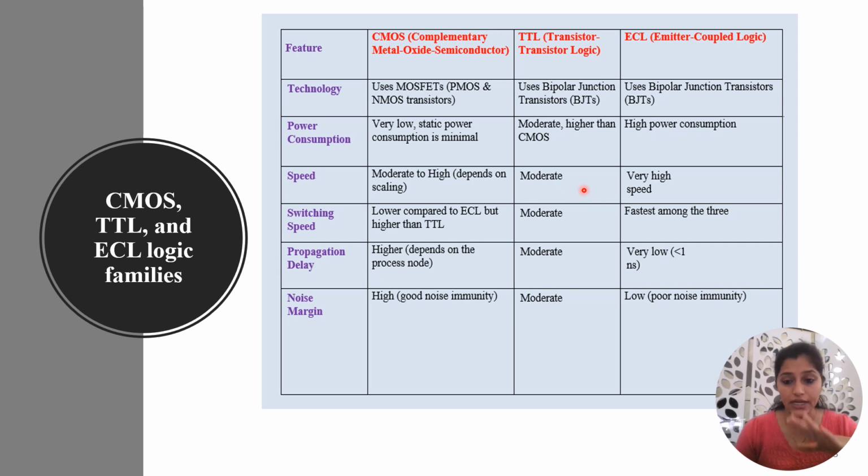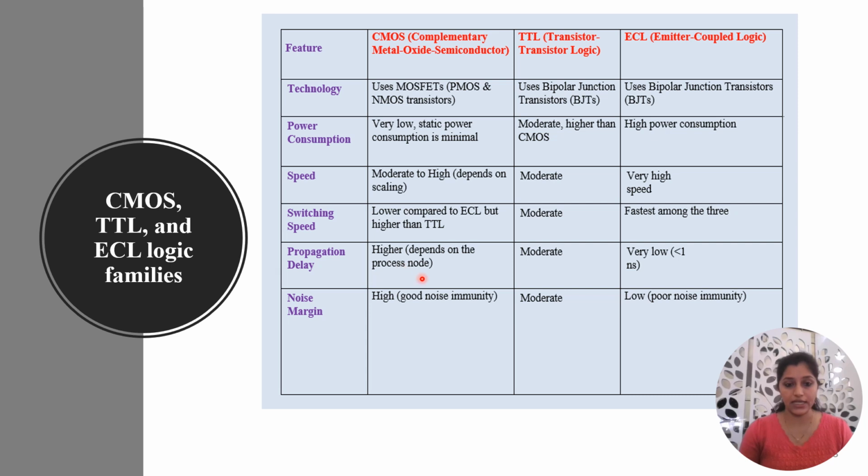Whereas in TTL, it is moderate, and in ECL speed is very high because there is no coming out of saturation or going into saturation, and same for cutoff. So speed is very high. Here you can see the best part of the ECL logic family is that speed is very high. Then CMOS switching speed is low compared to ECL, but it is higher than TTL. In TTL, it is moderate, and ECL is fastest.